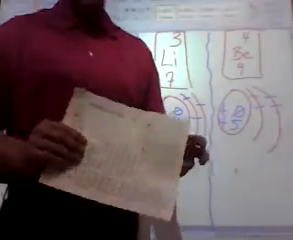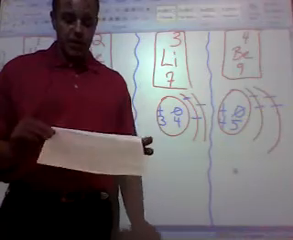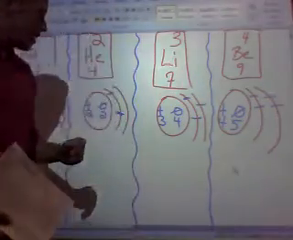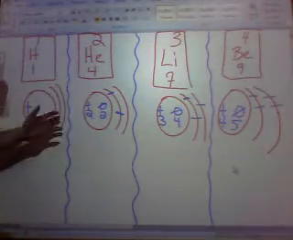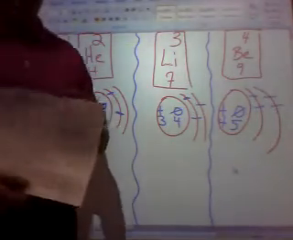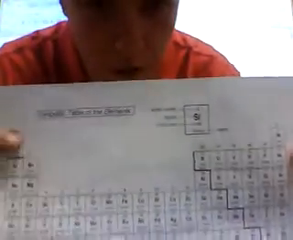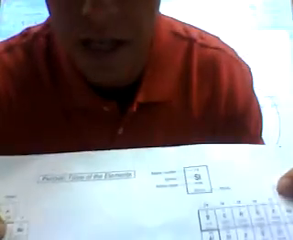Hello, today in class we're going to learn how to find valence electrons. And how you find valence electrons is by looking at the outermost ring, whatever electrons are furthest away from the nucleus. I have up here on the board broken down the first four elements on the periodic table. We have hydrogen, helium, lithium, and beryllium.